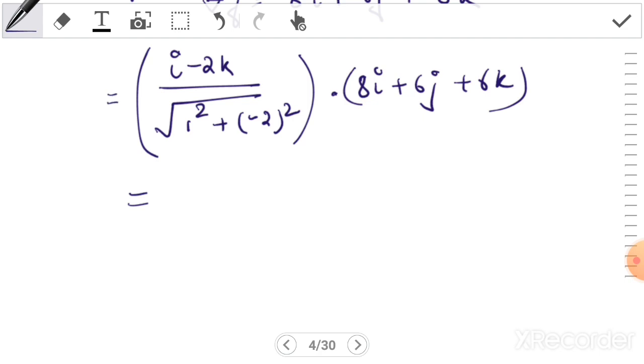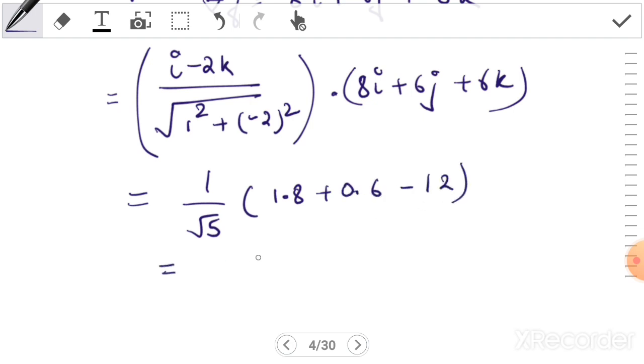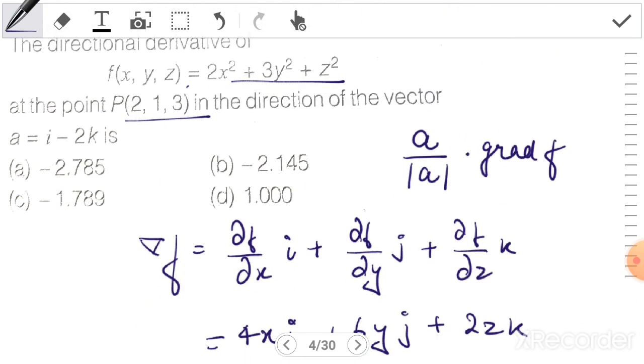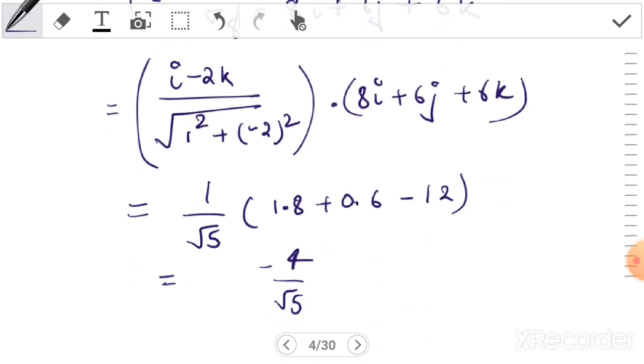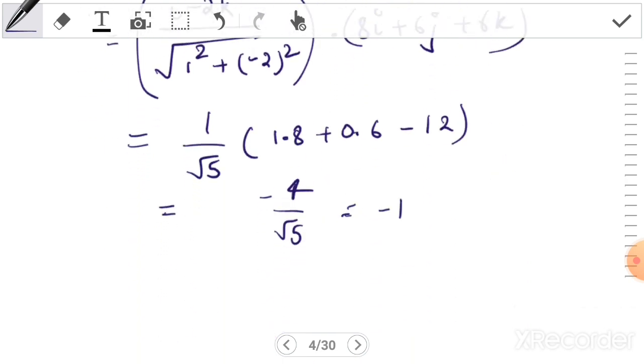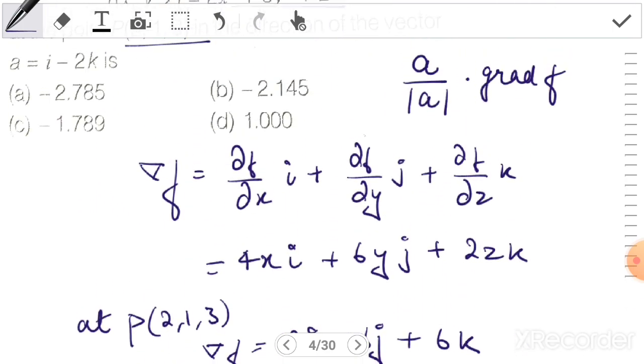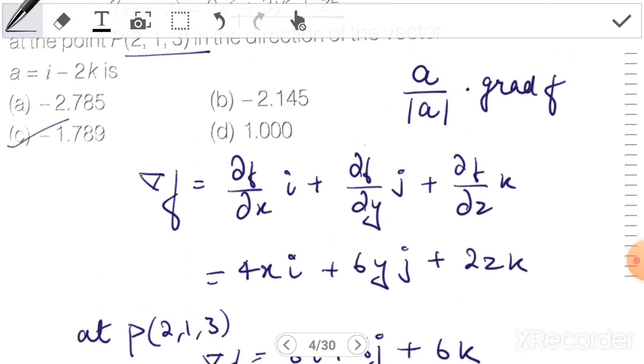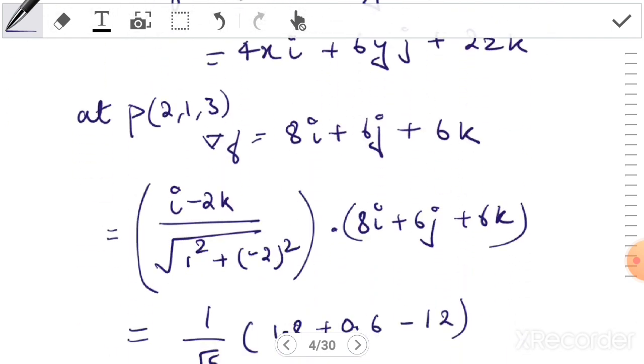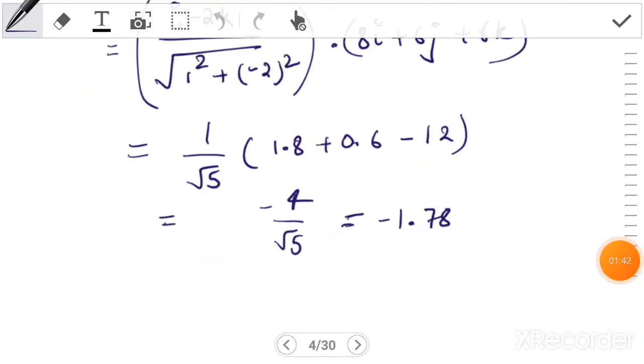That is 1 by root 5, 1.8 plus 0.6 minus 12, which will be minus 4 by root 5. Minus 4 by root 5 is equal to minus 1.789. Right, so C is the answer. Okay, let's go to the next problem.